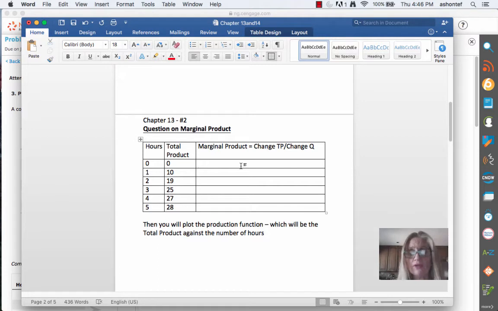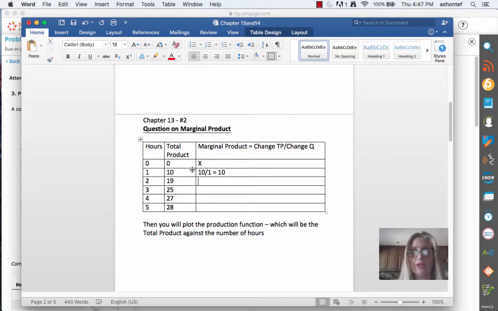You never have a number on the first line where there's 0. You know, you have nobody's working, so nothing's produced. There's nothing to compare it to. So I always just like to put an X there, so I remember that there's no particular change here. But then what we're going to do is move down. So we're going to look at how much does output change from 0 to 1. So the output changes by 10, and we divide it by the change in the Q, which again is the hours. So that was a 1, so 10.